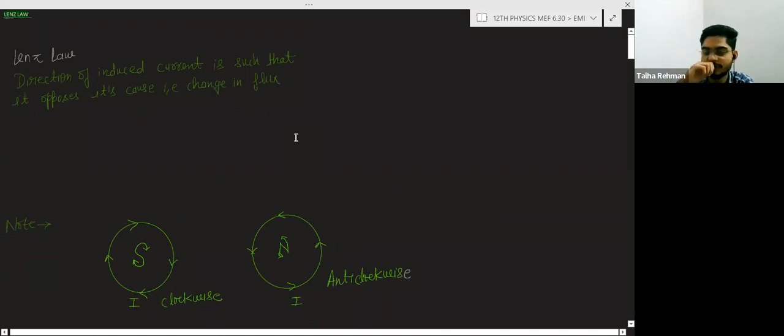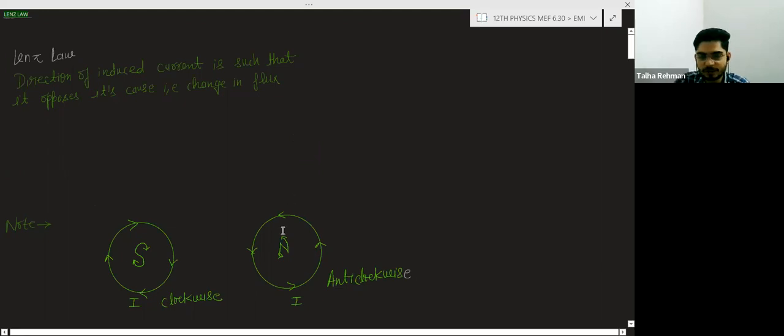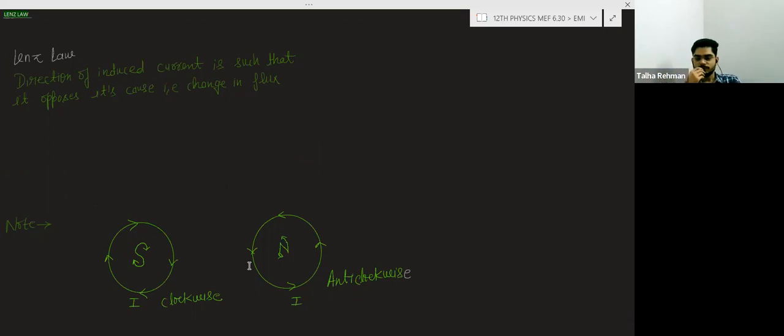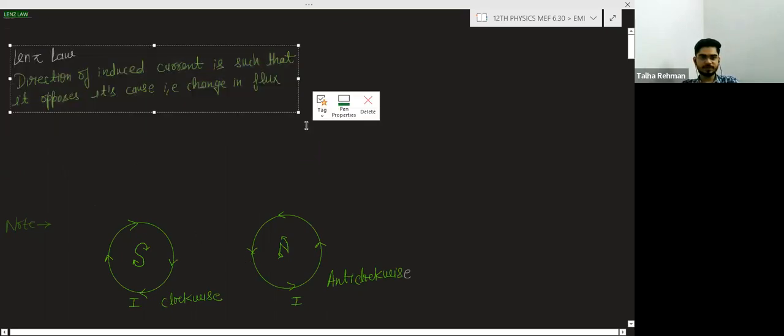I have told you in the magnetic moment, a current carrying coil behaves as a magnet. So if current is in clockwise direction, then that face will behave as south pole. If current is in anti-clockwise direction, that face of the coil will behave as north pole, and on the opposite side there will be south pole. Write down first the heading Lenz law and then write the statement.